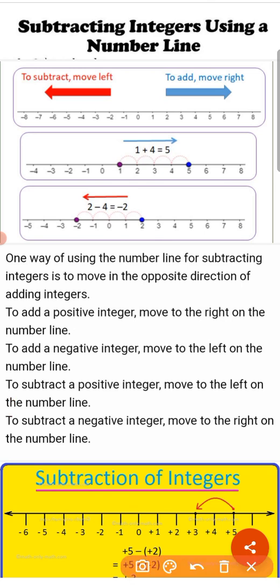In this question, we are adding 1 and 4. Our first step is to locate 1, the first number, then move 4 steps to the right side. 1, 2, 3, 4. This is our answer. So, 1 plus 4 is 5.